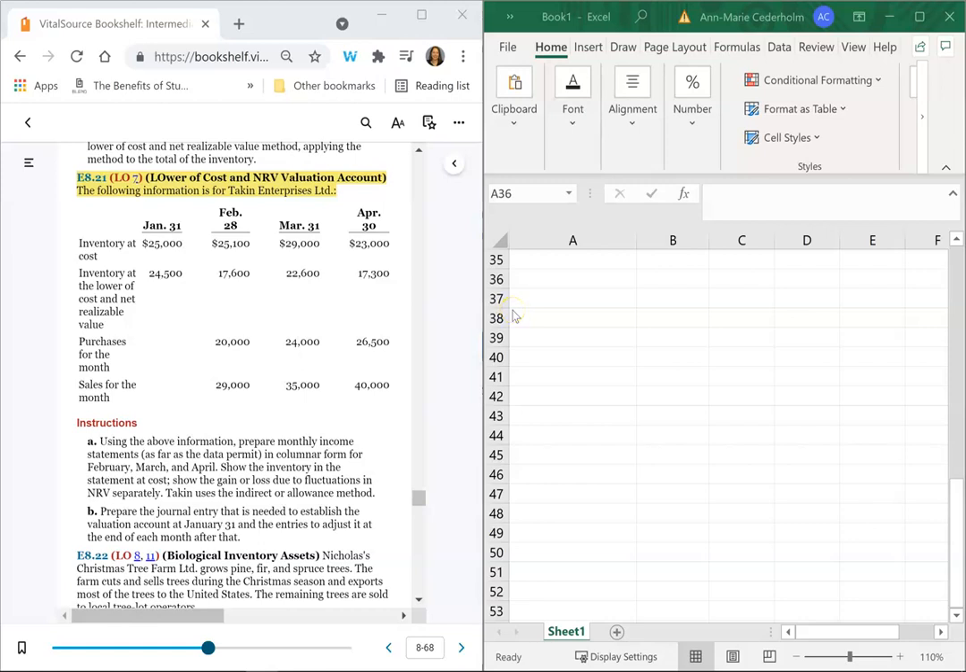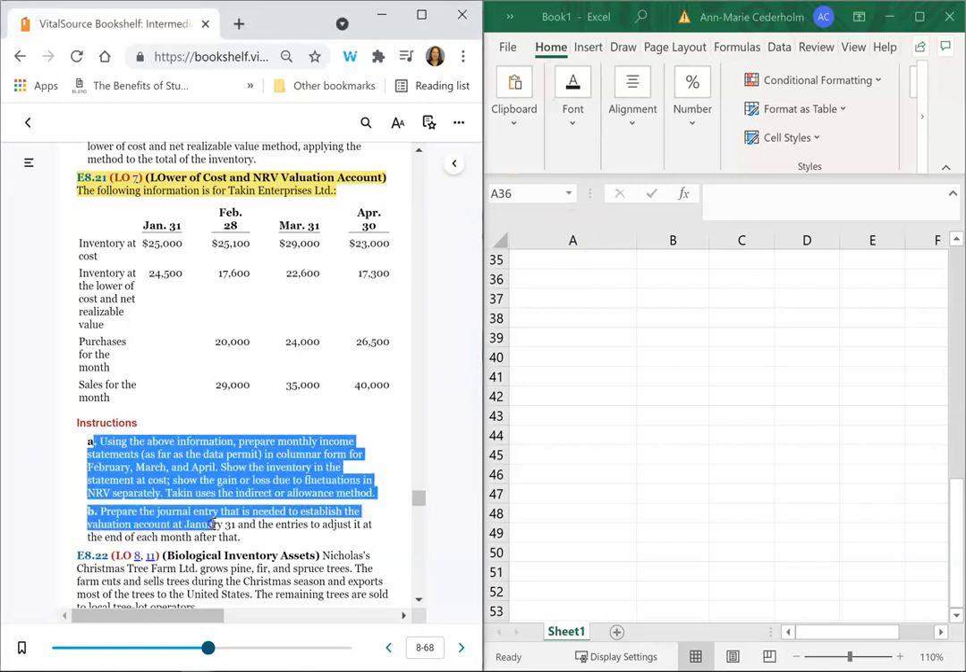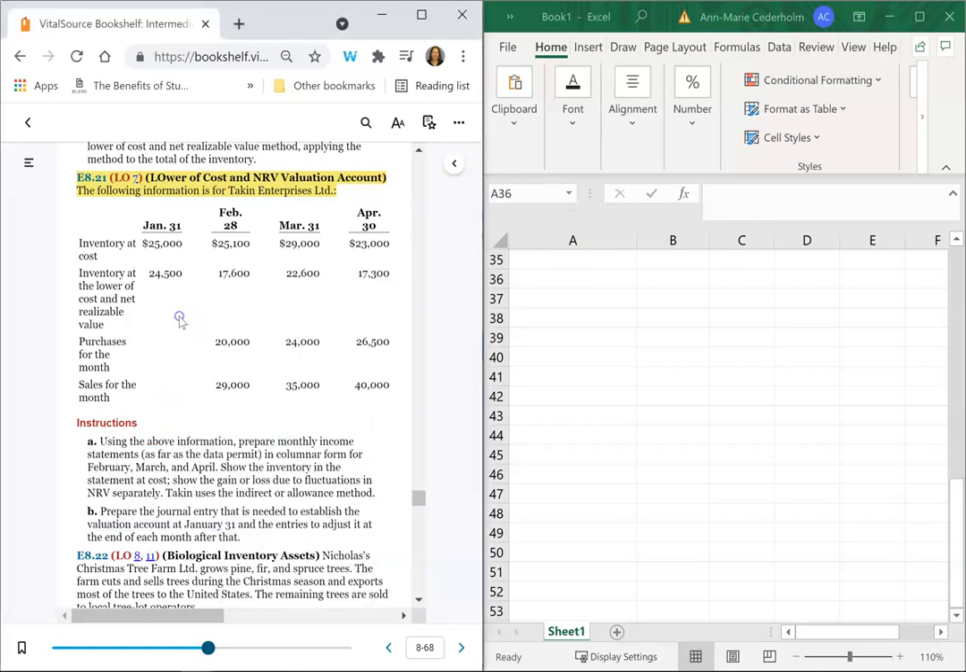In exercise 8.21, we're going to do the lower of cost and net realizable value. Now, we're not going to follow the instructions. Instead, what we're going to do is calculate the lower of cost and net realizable value for each month, and then I'm going to show you how to do the journal entries, first using the valuation method, and then second using the direct method. So there's actually two ways that we can record this.